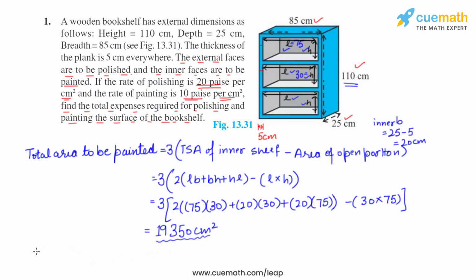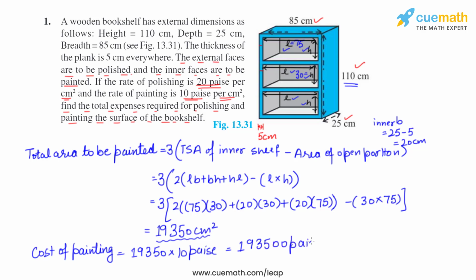Now we have to find the cost of painting. They have given the rate of painting as 10 paise per square centimeter. It means cost of painting will be 19,350 multiplied by 10 paise. It means 193,500 paise, and we can change it to rupees by dividing by 100. It means rupees 1935. So this is the cost of painting.